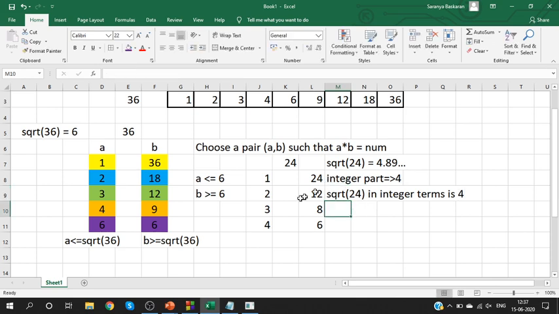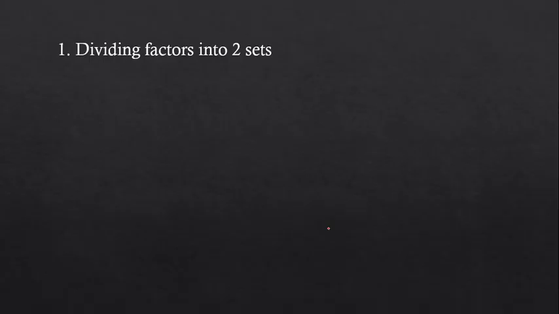Right. So now you observe, this is set A. In set A, all values are less than or equal to 4. What is this 4? Square root of 24. And in set B, all values are greater than or equal to 4. Can you understand the concept? Yes. For any number, I can divide the factors into two sets. What is the first set? Less than or equal to the square root. Second set is greater than or equal to the square root. Okay. That is what we need to understand.